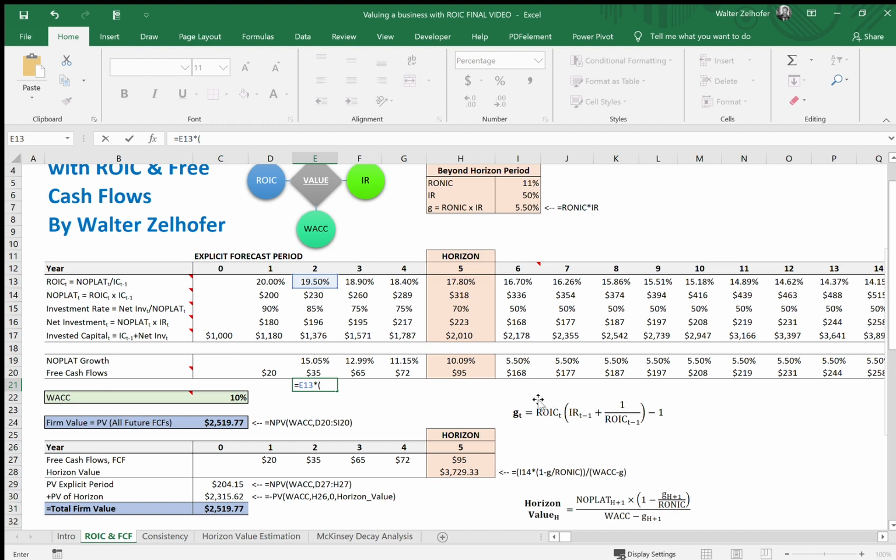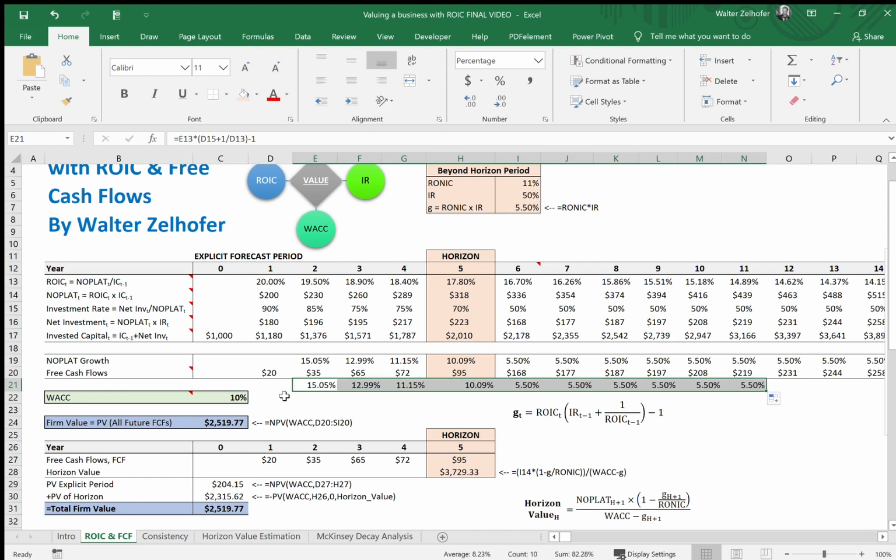So those two inputs allow you to estimate what the growth rate is in your net operating profits. So to use the formula, we need the return on invested capital at time t. So that's the 19.5 times the investment rate from the previous period plus 1 over the return on invested capital from the previous period minus 1. And that's the 15.5%. So if you drag this all the way across, it should match the growth rate figures that we have calculated in our original model.